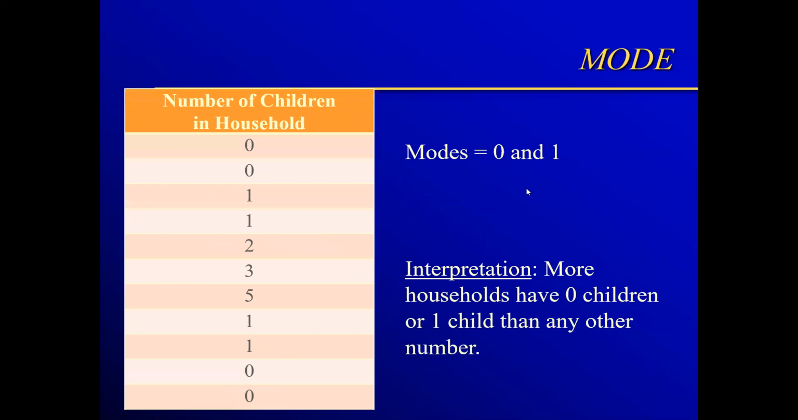You can also have more than one mode. So you can have 2, 3, 4, 5, 6 modes. You can have as many modes as possible. And the interpretation is still the same, right? More households have 0 or 1 child than any other number. So you can have more than one mode.